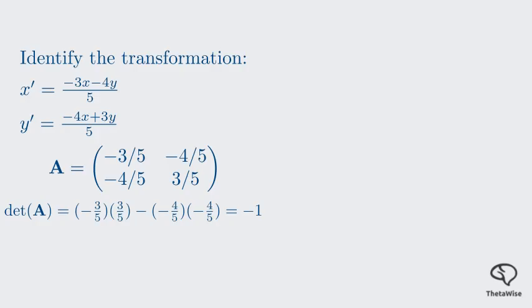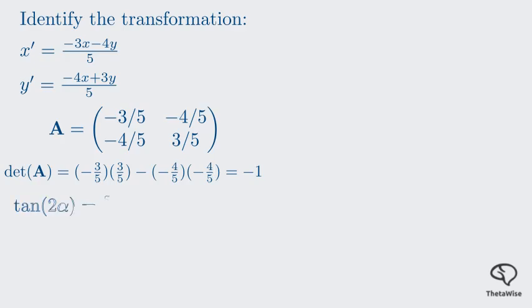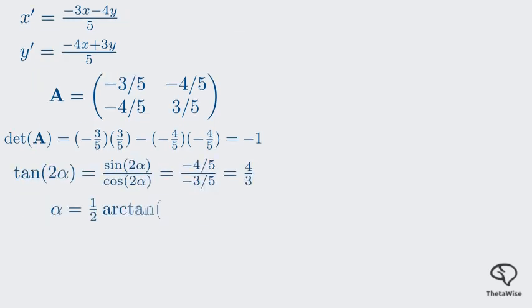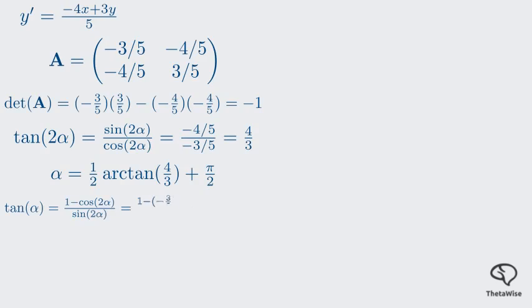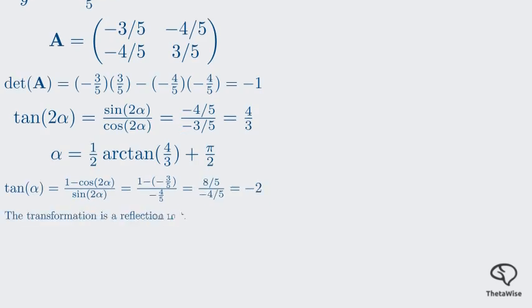To find the angle of the mirror line alpha, we need the tangent of 2 alpha and the tangent of alpha. Tan of 2 alpha is the ratio of sin to cos, which is 4/3. The angle of the mirror line alpha is half of this. To find tan alpha, we use the half-angle formula for tangent, tan(x/2) equals (1 minus cos x) over sin x. Plugging in our values gives tan alpha equals 1/2. The transformation is a reflection in the line y equals x/2.